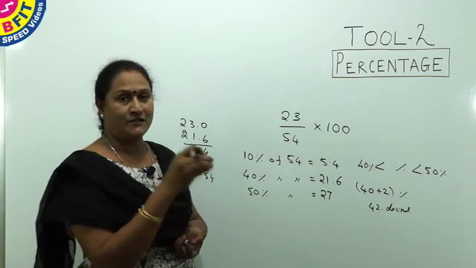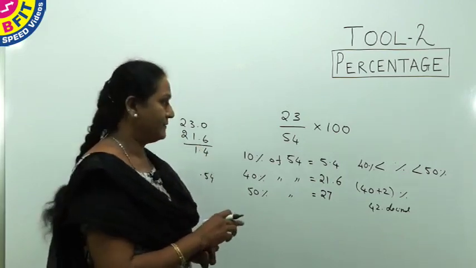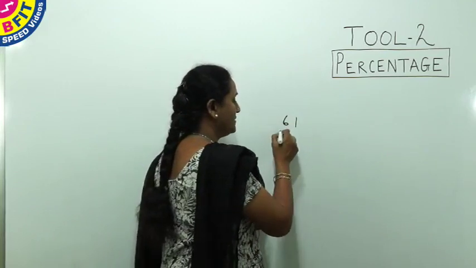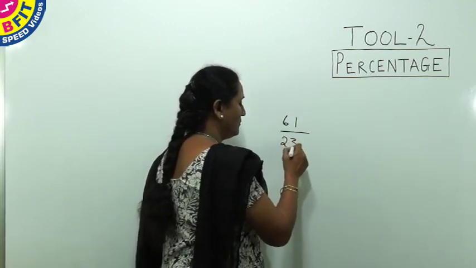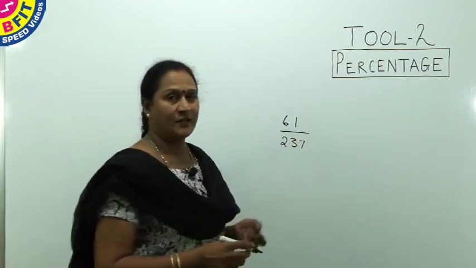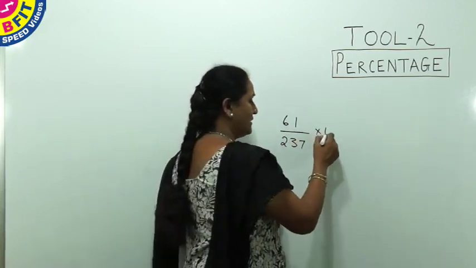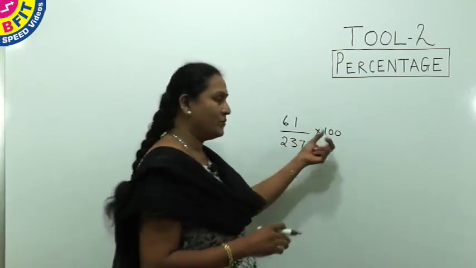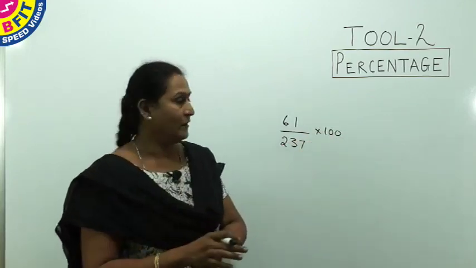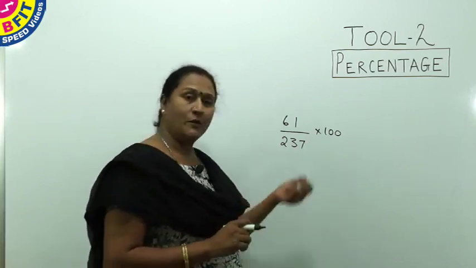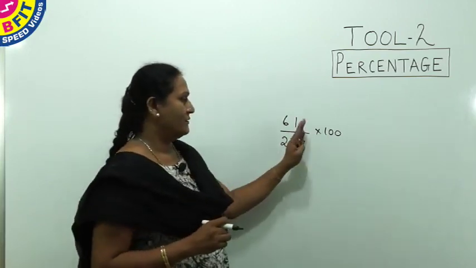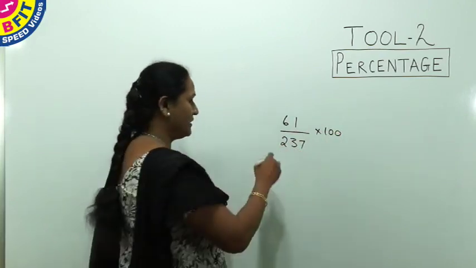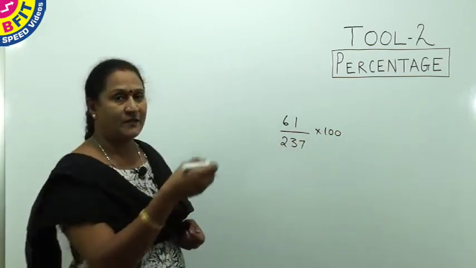And we'll see one more example to find the percentage. Suppose the given fraction is 61 by 237, and to find the percentage we'll multiply this with 100. Whenever you have a single-digit denominator, then you can use this 100. I'll tell you later how to find the percentage for single-digit denominators. Here, apart from this 100, we'll make a split-up for the denominator, that is, start with 10%, 20%, and so on.